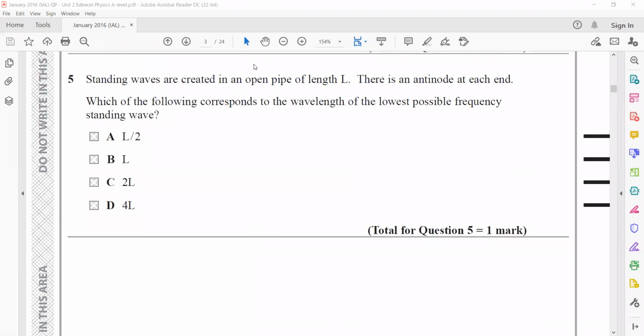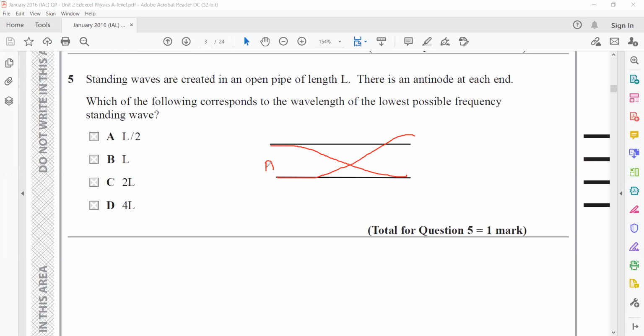Question 5. A standing wave is created in an open pipe. So we have an open pipe. Open pipe means a pipe which is open at both ends. There is an antinode at each end. Which of the following corresponds to the wavelength? Lowest possible frequency. So the lowest possible way it will vibrate.